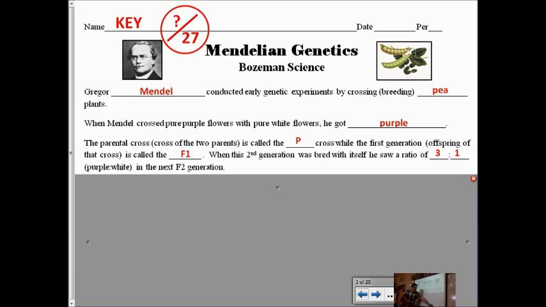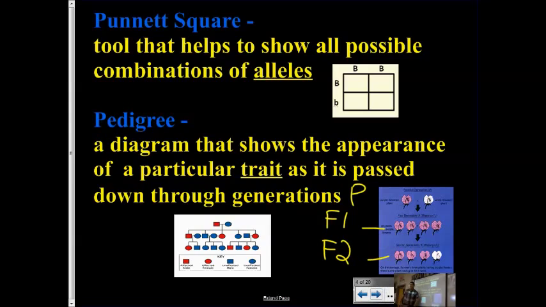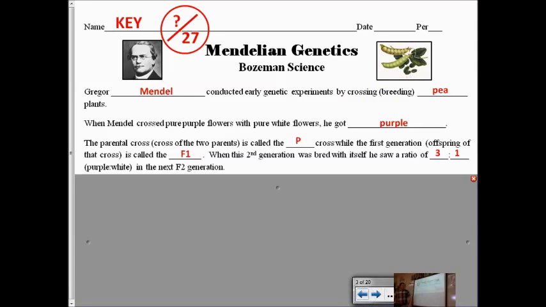Okay? You saw that 3 of them were purple and 1 was white. That's what happens in that situation every time, okay, when it's a dominant recessive trait like that. 3 to 1 is the ratio. For every 3, there's going to be 1 with recessive. So that's 2 separate points. Please score that as 2 separate answers. 3 to 1. All right, moving on.